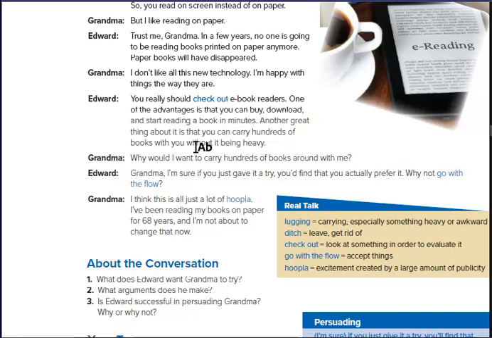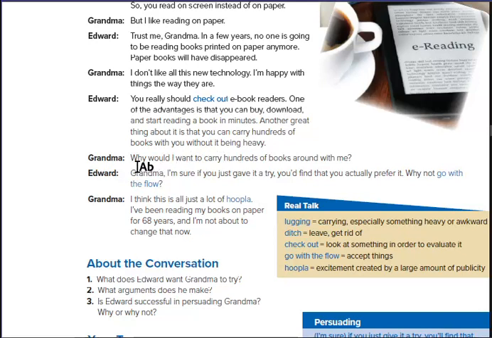Another great thing about it is that you can carry hundreds of books with you without it being heavy. Meaning you can carry a lot of books without worrying about them being heavy. So this is another advantage about having e-books, the e-reader, the e-book reader.